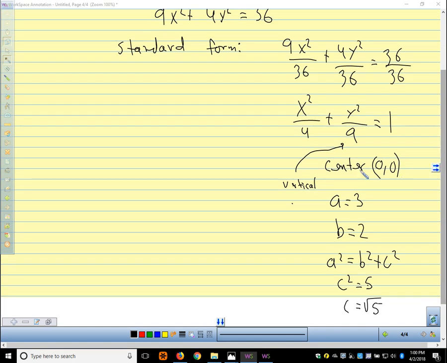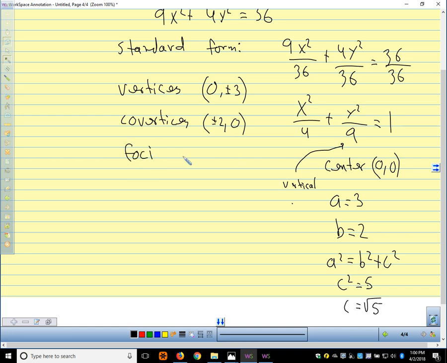Well, now we can find, so there's our center, our vertices. We're going to go up and down from the center to get to the vertices. So we're going to be at 0, plus or minus 3. Our co-vertices, we're going to go left and right from the center to get to the co-vertices. So plus or minus 2, 0. And our foci, we need to go up and down from the center to get to the foci. So we're going to get 0, plus or minus square root of 5.